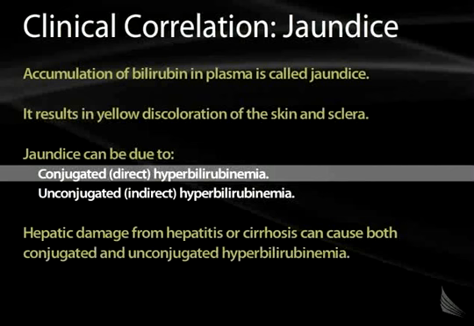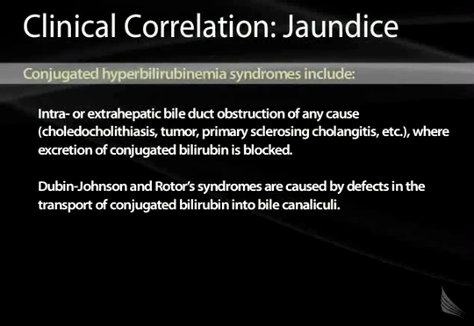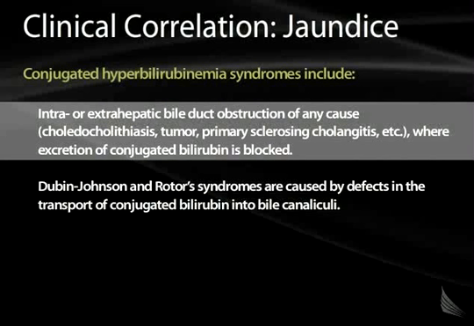Now, hepatic damage from hepatitis or cirrhosis or something like that can cause both a conjugated and an unconjugated hyperbilirubinemia. Now, there are a couple of things that can cause conjugated hyperbilirubinemia syndromes. Remember that in order to have a conjugated hyperbilirubinemia, you have to be able to conjugate the bilirubin, but you can't get rid of the bilirubin once it's conjugated. So one of the things that will cause this is intra or extrahepatic bile duct obstruction of any cause. It could be choledocholithiasis, it could be a tumor obstructing the duct, it could be primary sclerosing cholangitis, and so on and so forth. What happens in this case is the bilirubin is conjugated, but it's not able to be excreted, and so it ends up in the blood where it causes jaundice.